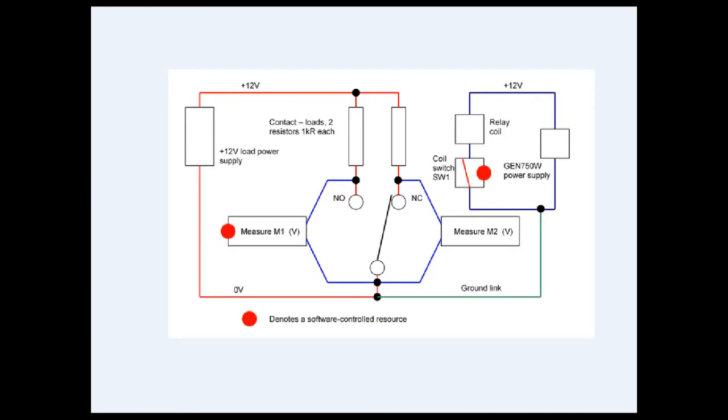This diagram shows a typical life-test configuration. Here is the relay contact, shown as a changeover, a coil drive circuit here, connecting a power supply to the coil via a software-controlled switch, and load resistors and a load power supply. Contact voltage drop measurements are made here by a measurement unit.